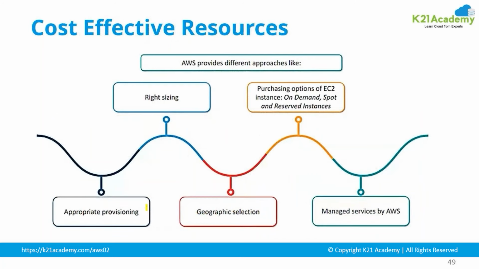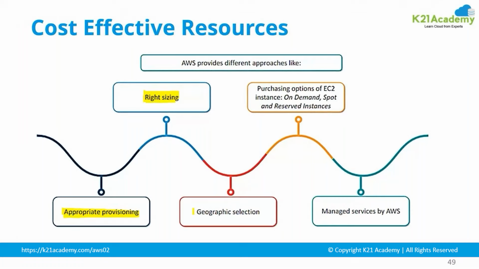For optimizing the cost, you should do appropriate provisioning. The right kind of family should be selected with the right size. Suppose you are creating a database, and you chose the family which is compute optimized family. Now this is a wrong selection. So try to do appropriate provisioning with right sizing.